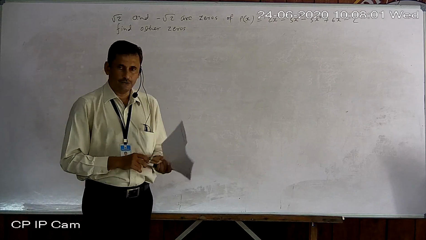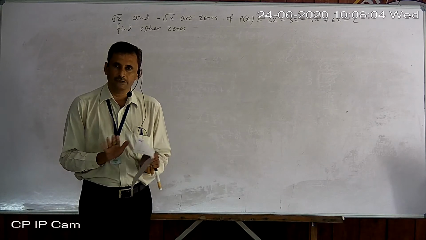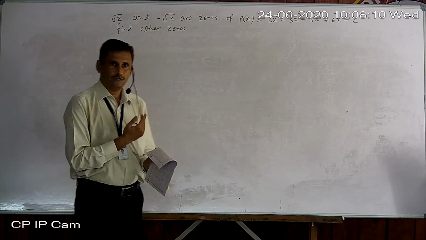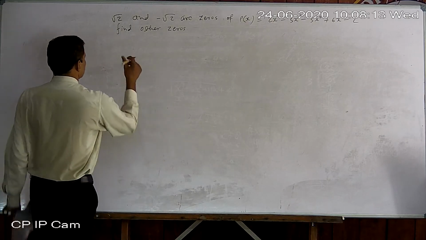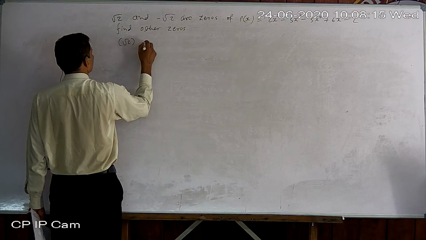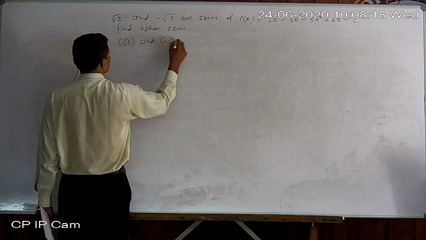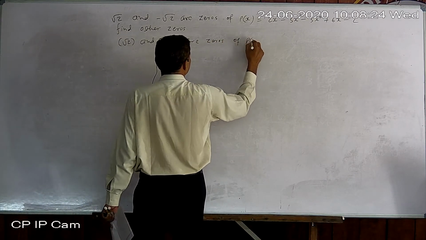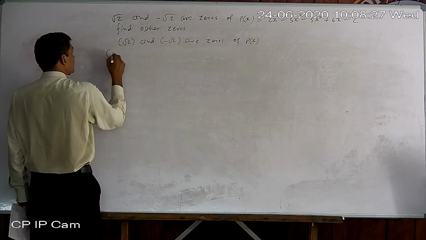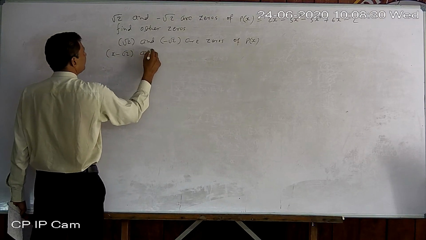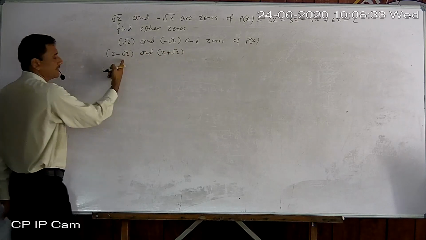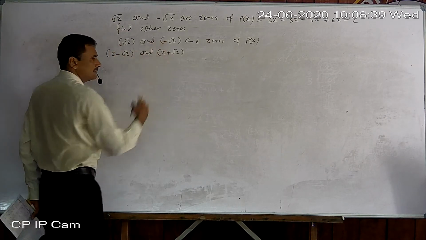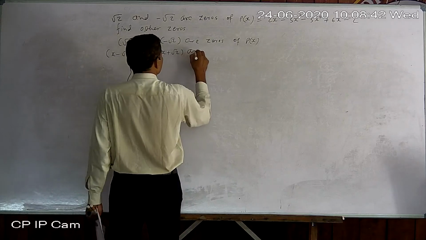So here, instead of 1, 2 zeros are given, otherwise nothing is new. The process is the same as the previous one. Okay, so write that. 2 zeros are given, means 2 factors are given. Root 2 and minus root 2 are zeros of the polynomial. So I can say x minus root 2 and x plus root 2 are factors of P of x. Be careful here, the sign should be opposite. If the zero is plus, then here minus. If it is minus, then plus.